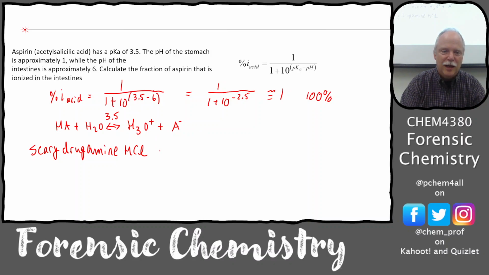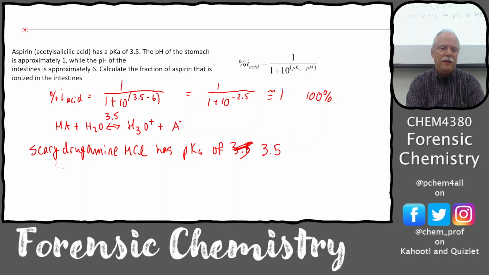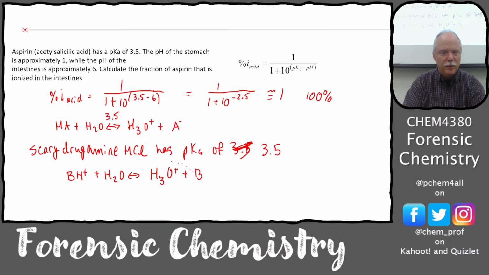And it has a pKa of 3.5. Okay. Goodness gracious. Slow down. So how do we write that out? Well, we would have BH plus plus H2O in equilibrium with H3O plus and B. And that's 3.5, right? It's the same pKa, and the pKa goes with the acid form, the BH plus piece. And we're at a pH of 6, so we're far on the right, which means it's not ionized.